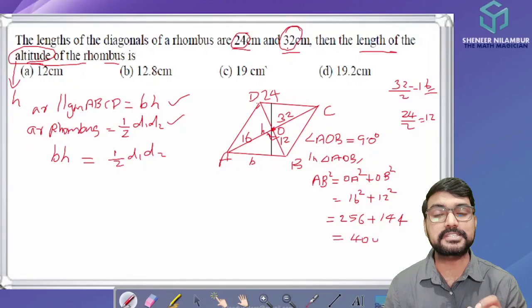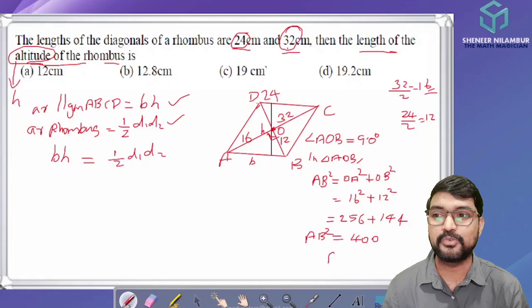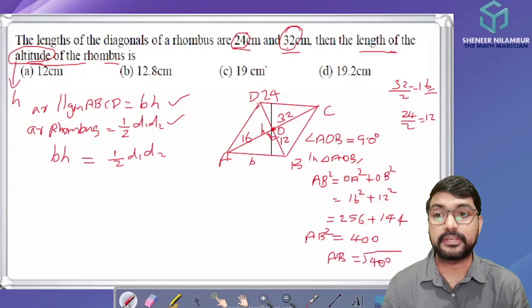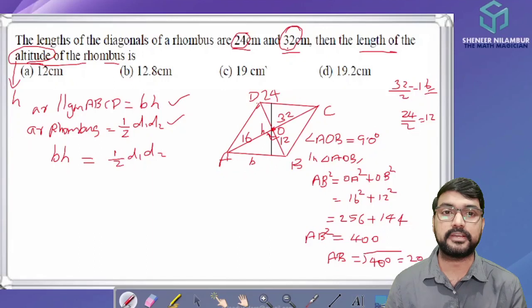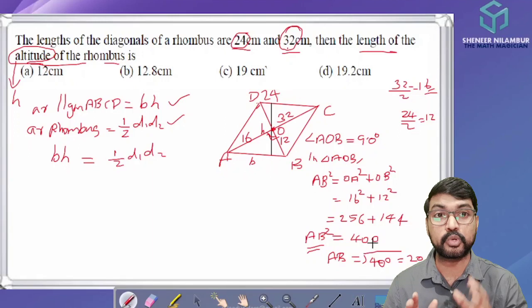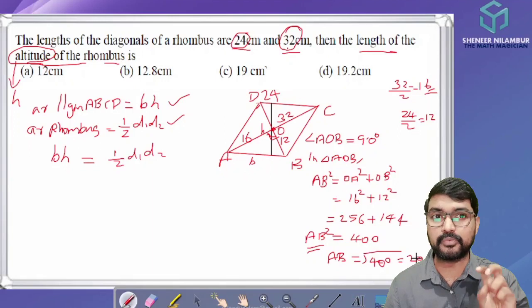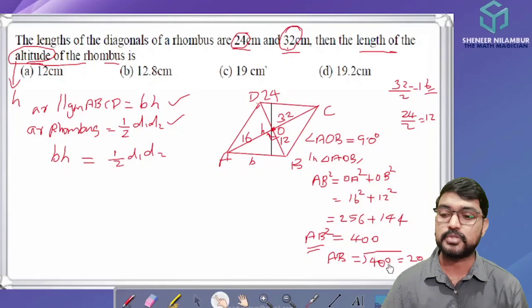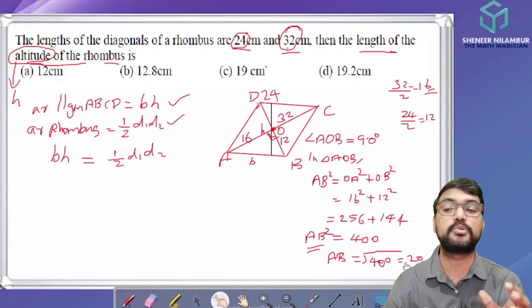So, AB square is equal to 400. Sorry, not AD square, AB square. AB square is equal to 400. So, AB is equal to root of 400. The root of 4 we know is 2, and 2 zeros are coming, so 1 zero will be its square root. So, 20 is the answer. So, we got AB is equal to 20.